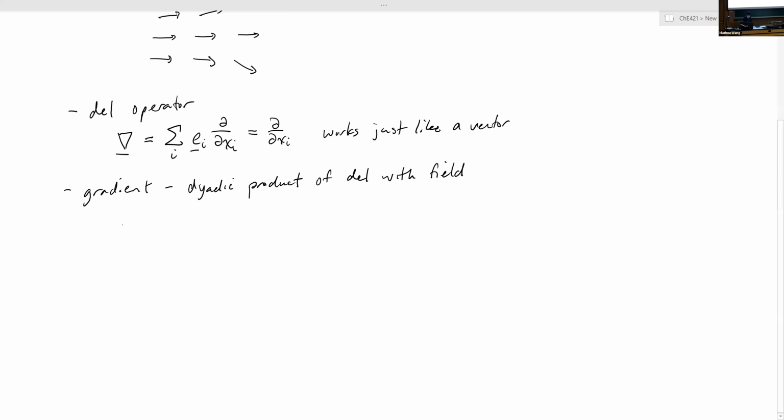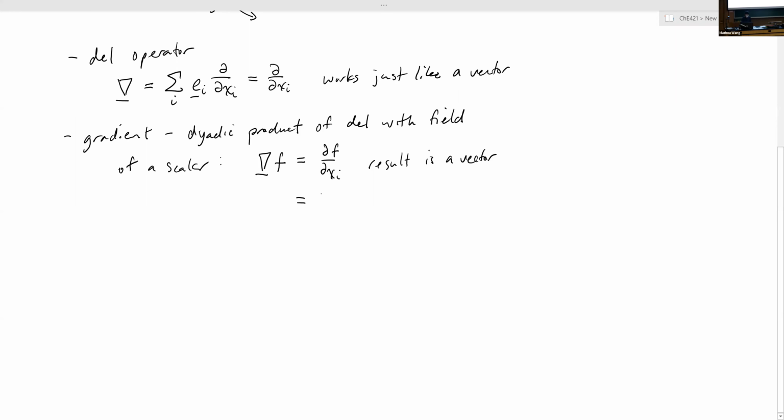So for instance, a gradient of a scalar looks like this. The dyadic product of del with some sort of scalar. You guys can see my cursor here, both at home and in person, right? So it's basically just this smushed together with F, and the result is a vector, as we're familiar with. If I haven't convinced you that that is a vector, you can apply the rules of index notation, and you will find that it is, in fact, a vector.